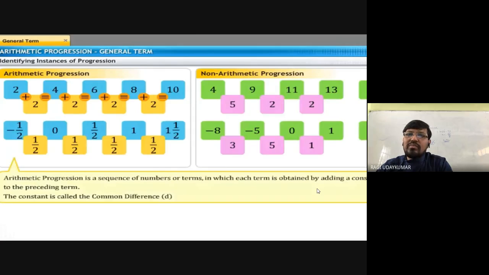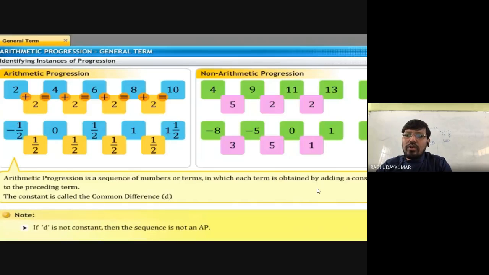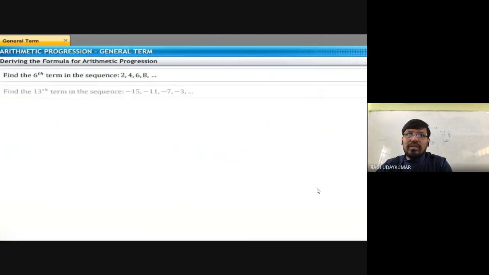Arithmetic progression is nothing but a sequence of numbers or terms in which each term is obtained by adding a constant to the preceding term. The constant we are adding is called the common difference, which is denoted by small d. Here you need to note that if d is not constant, then the sequence is not an arithmetic progression.